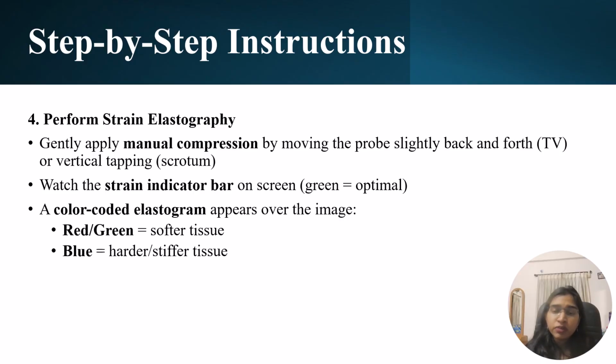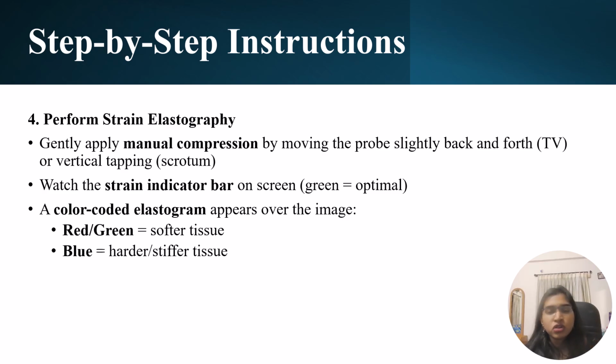In strain elastography, we have to put the manual pressure ourselves. So we have to gently apply manual pressure by moving the probe slightly back and forth if we are doing TVS, or vertical tapping if we are doing it for the scrotum with the linear probe. Then we have to watch the strain indicator bar on screen. If that strain indicator bar, spring की तरह आता है, if it is coming green, that means it is optimal.